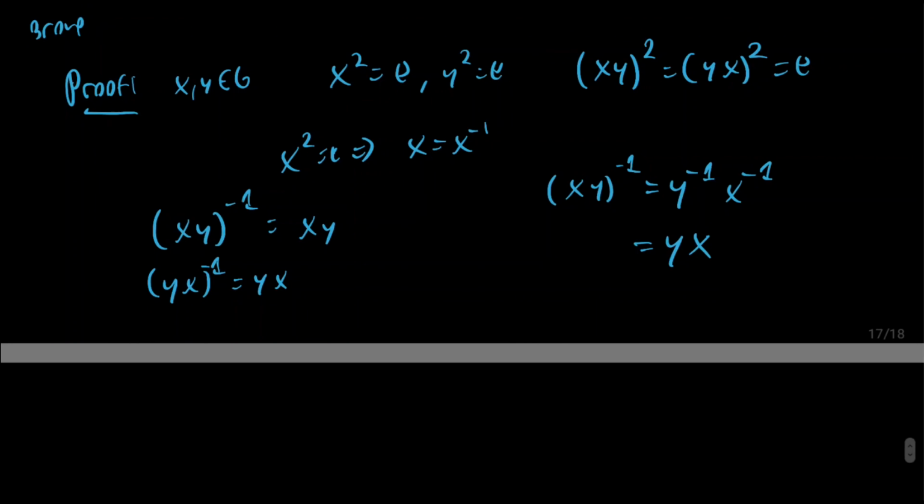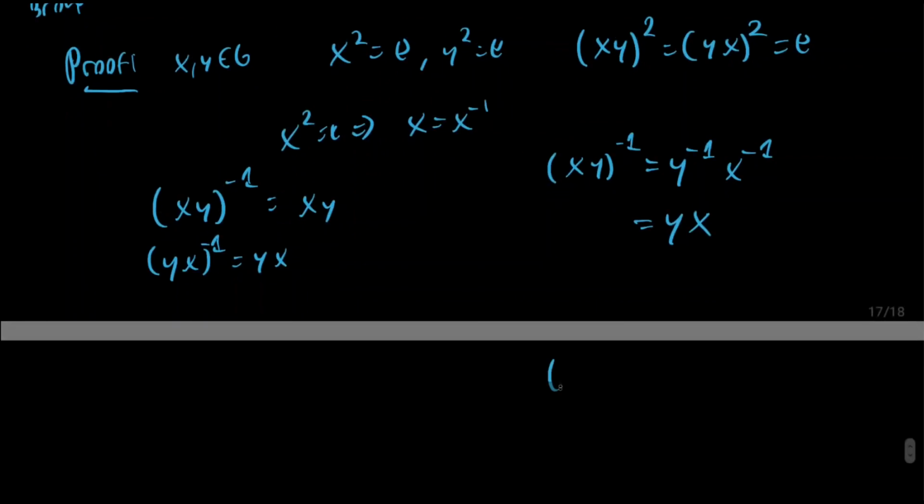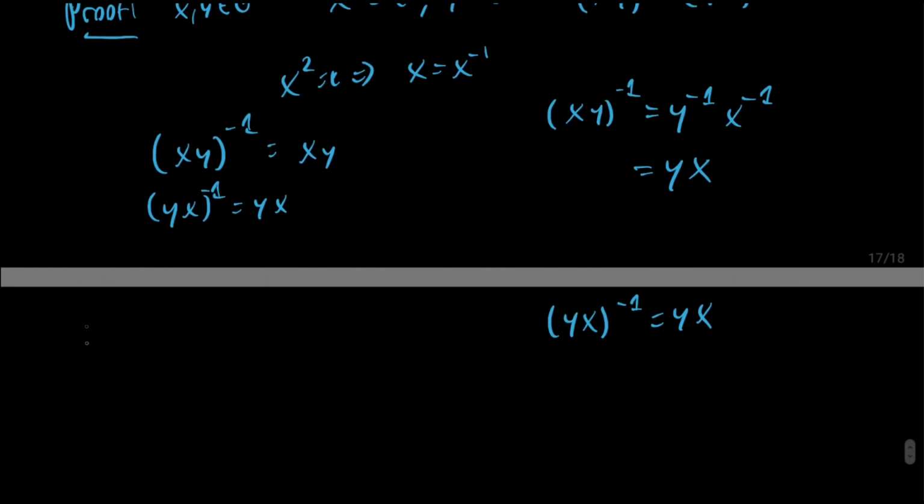Now we notice a second thing, and that is that y times x to the minus 1 is going to be equal to itself, because all elements are their own inverse. Now, by another property that we proved above, we know that the inverse of an inverse is itself. So the inverse of x times y is just x times y.